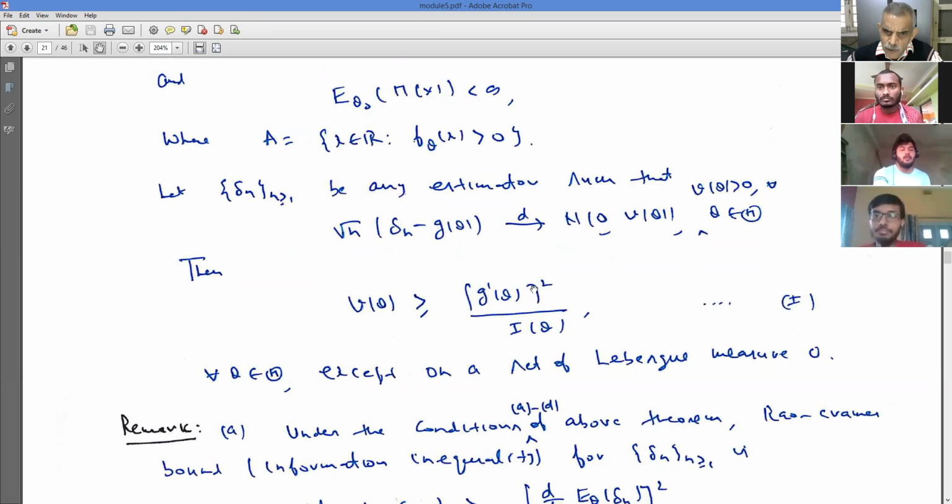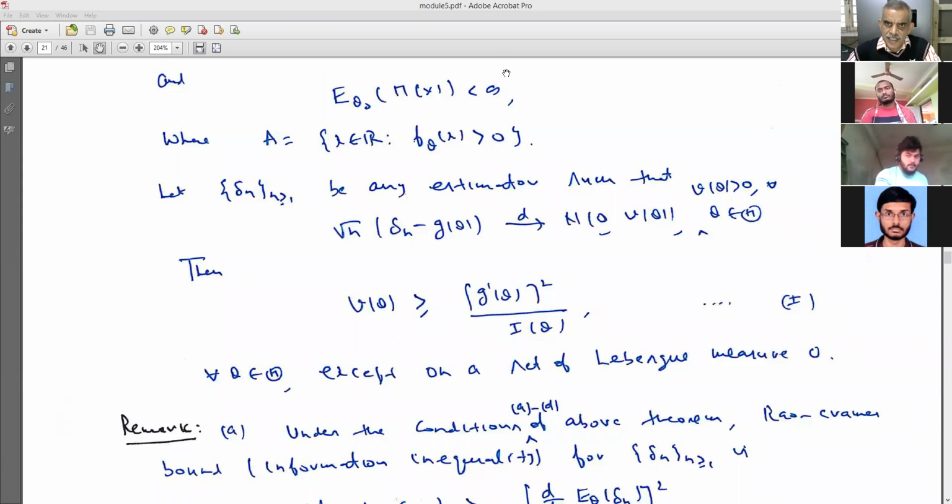That means except for a few points, and the set of such points cannot contain any interval, this would always be satisfied. So this may get violated, for example, at 1 point, at 2 points, at a countable number of points. But wherever it gets violated, that set will have Lebesgue measure 0. That is what it is saying. So v theta will always be greater than or equal to g prime theta whole square by I theta for every theta except on a set of Lebesgue measure 0.